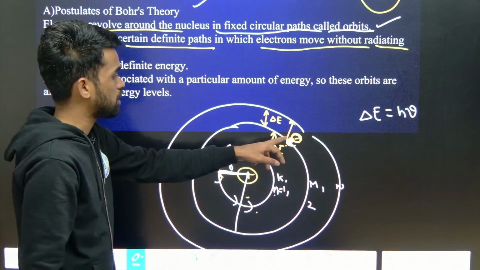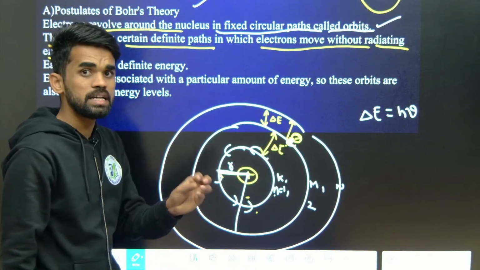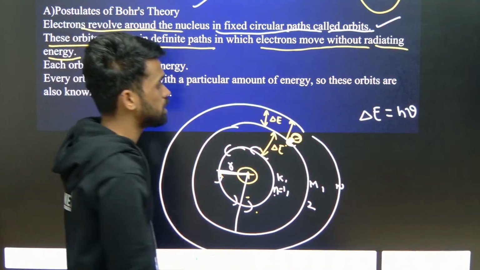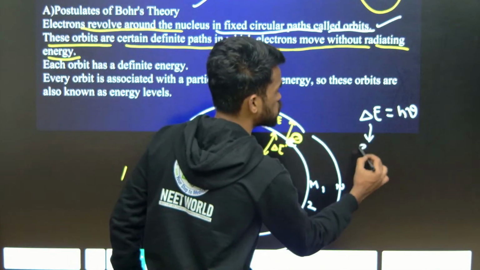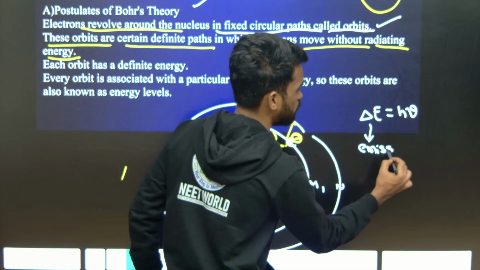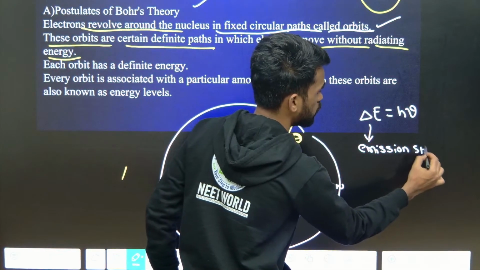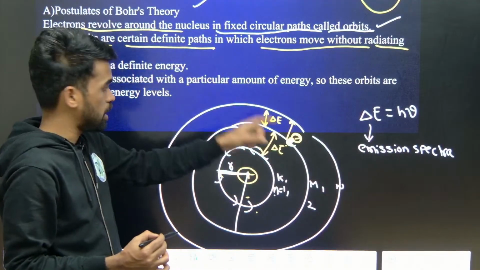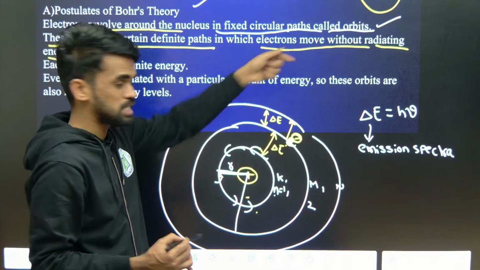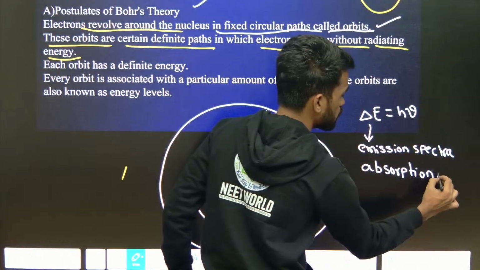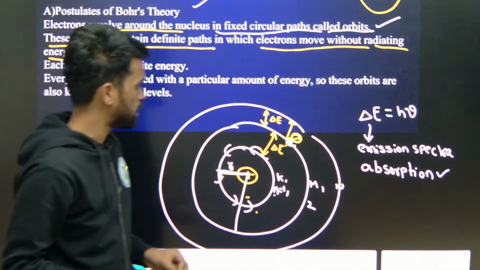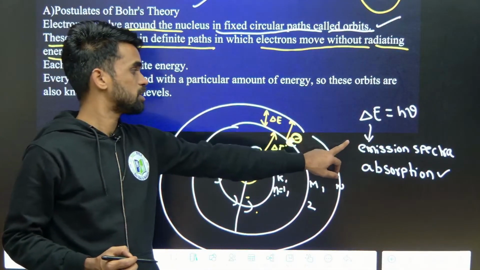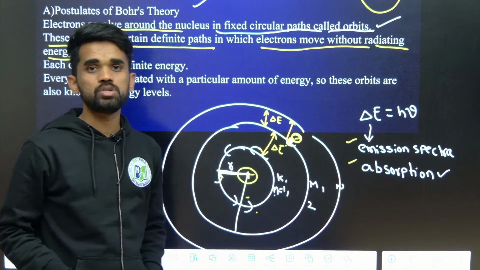See, when an electron is falling into lower states, it is emitting energy. If we absorb that emitted energy, we will get emission spectra. If an electron absorbs energy and is excited to the next level, you can call that absorption spectra. He has clearly explained that there are two types of spectra: emission spectra and absorption spectra.